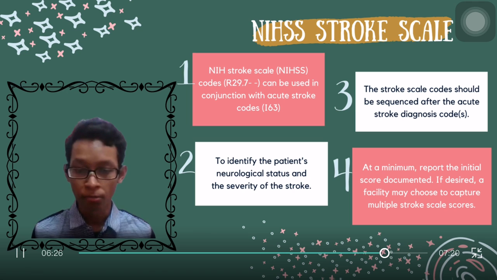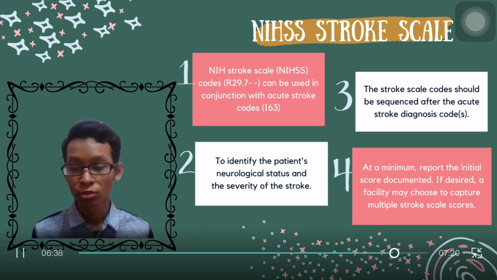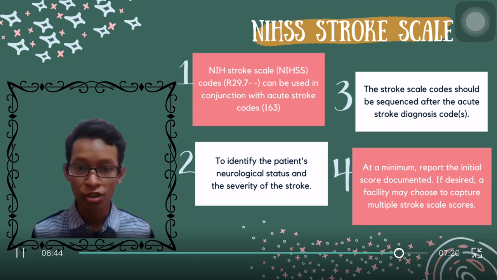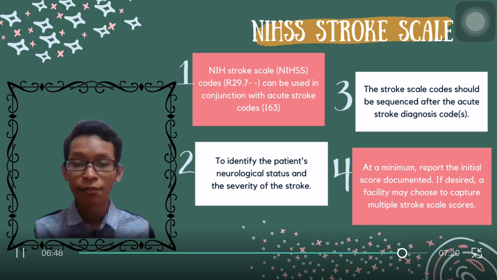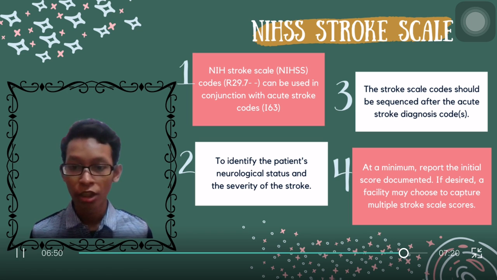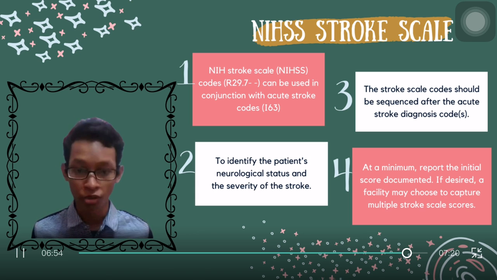Finally, the last subtopic, which is the NIHSS stroke scale. The NIH stroke scale, known as NIHSS, codes from R29.7 can be used in conjunction with the acute stroke code, which is I63, to identify the patient's neurological status and the severity of the stroke.